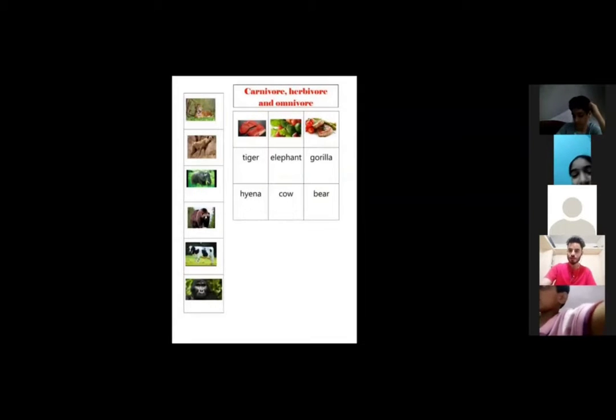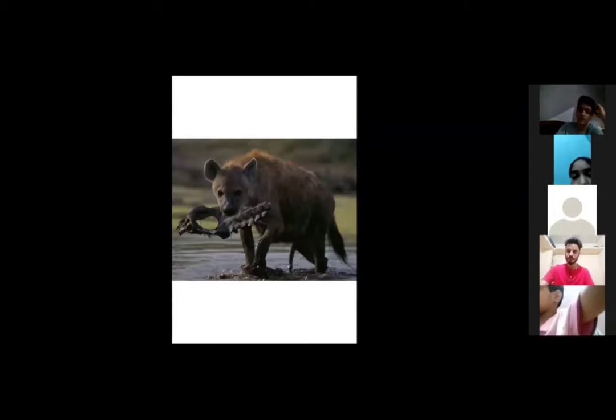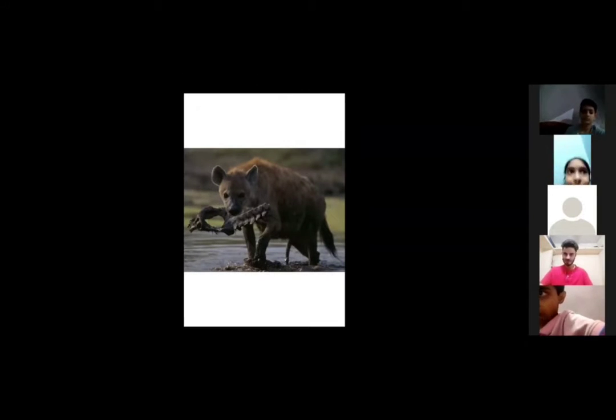Did you understand the different categories of animals? Yes. If you look at this picture, what do you think about this? Sir, it is a scavenger. It is a scavenger. Very good. It is a hyena and it is a scavenger. So what exactly are scavengers? It steals the food from other animals.